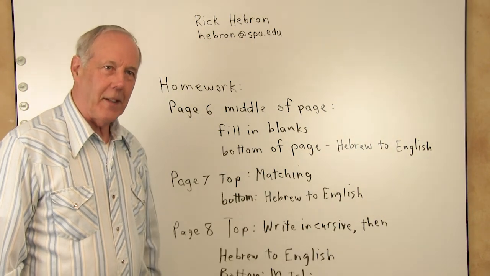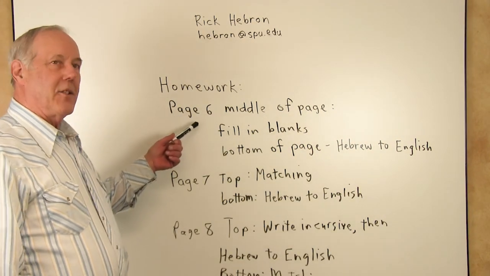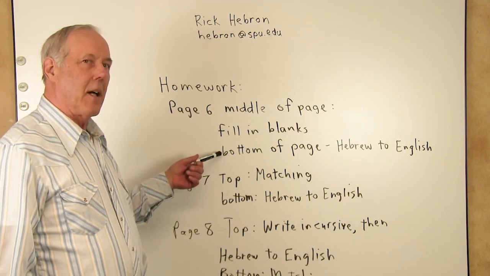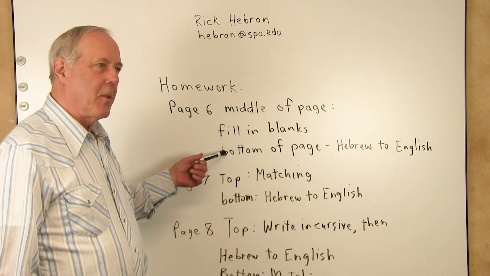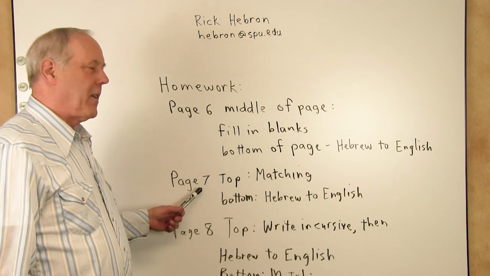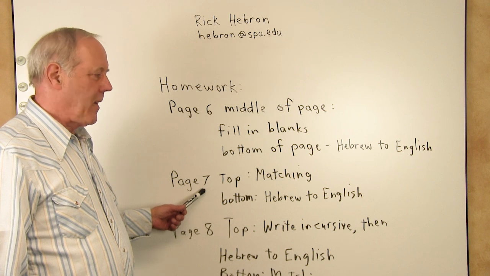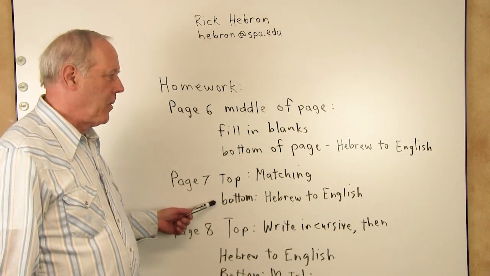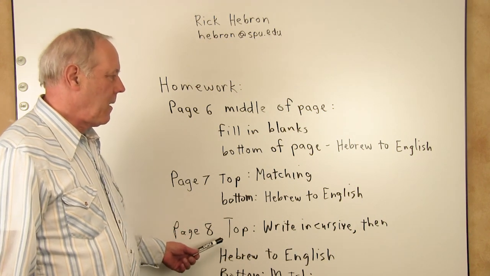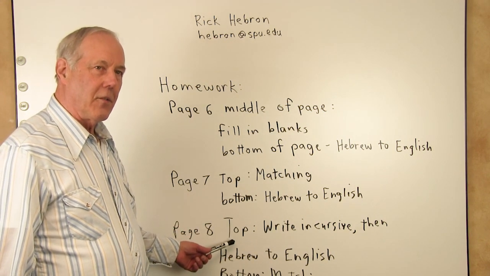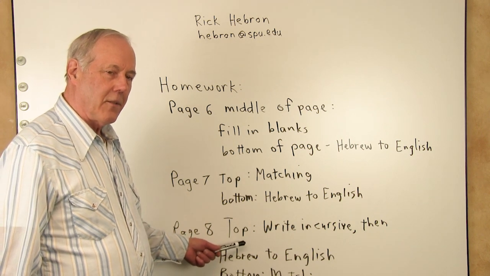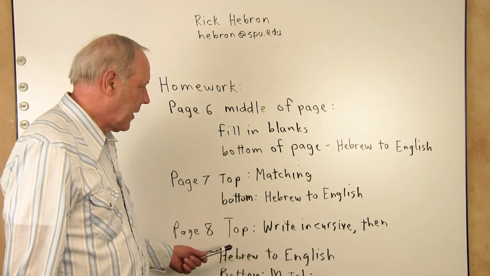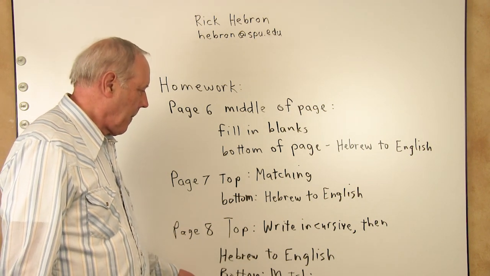For homework for this week, start with page 6. In the middle of the page, fill in the blanks. At the bottom of the page, translate from Hebrew to English. Page 7, on the top, do matching. On the bottom, translate from Hebrew to English. Page 8, we have two things to do. First, write in cursive, and second, translate it to English. And on the bottom, do matching.